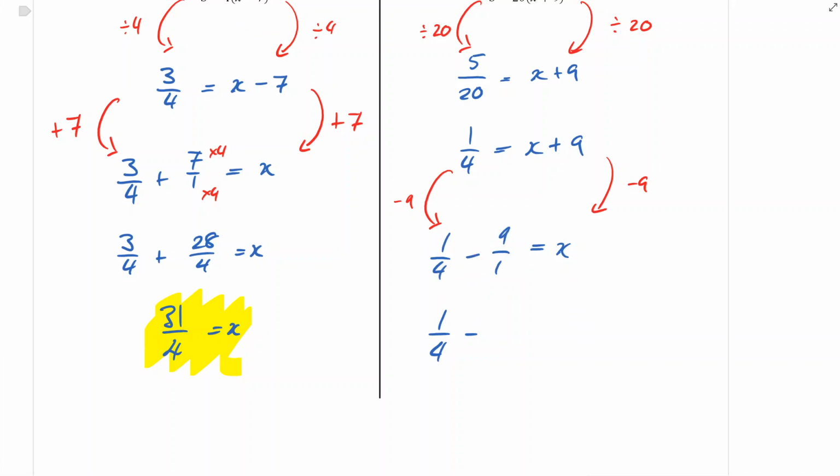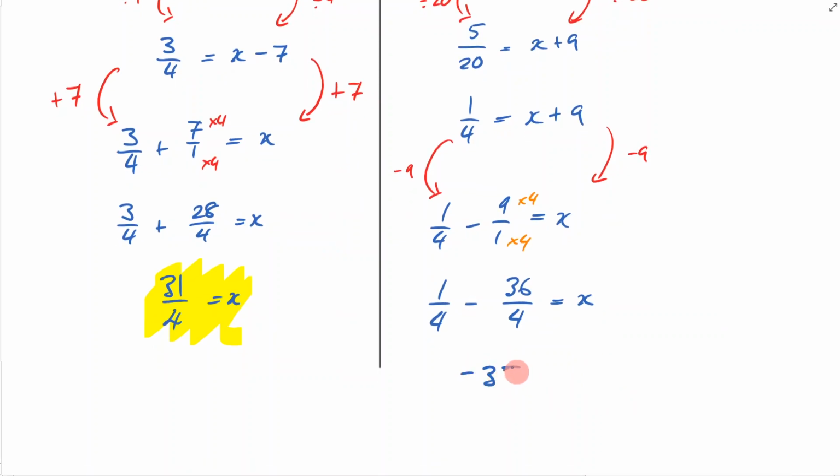I'm going to have to get it to be common denominators, so I'm going to have to times this by 4, times this by 4. That means I'm going to get 36 on 4 here. Then I'm going to go 1 minus 36. That's going to be negative 35 on 4 is equal to x. There we go, and that is my answer right there.